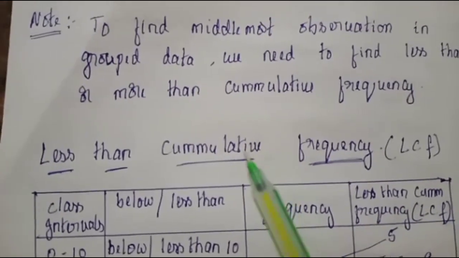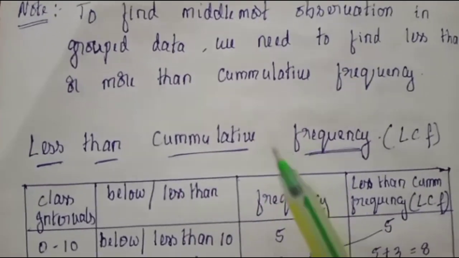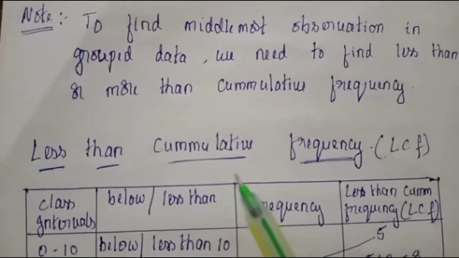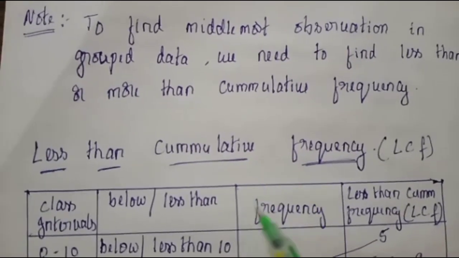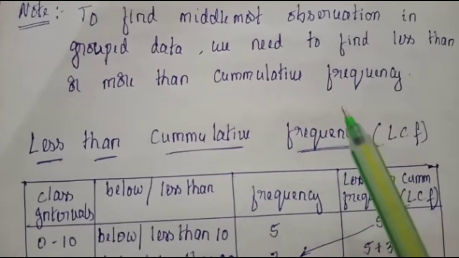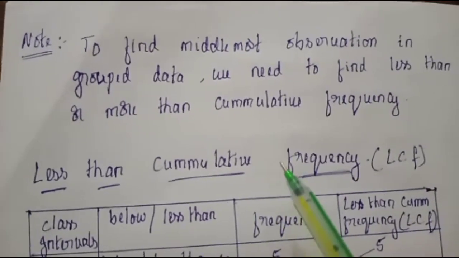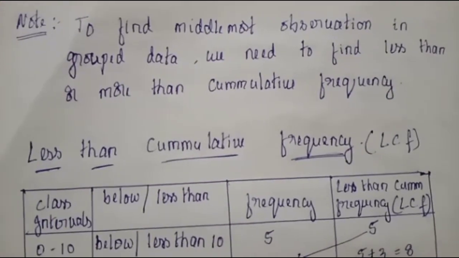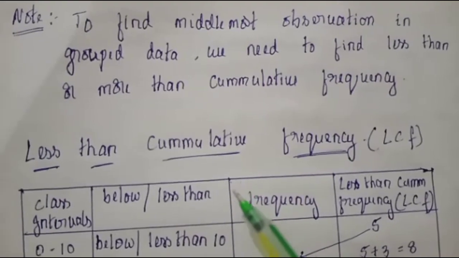Now before we learn the median of grouped data, we need to know some basic concepts. To understand the formula to find the median in grouped data, we need to understand some terms. They are less than cumulative frequency, more than cumulative frequency, and median class. Let me explain the terms one by one before I explain what the formula of median is and how to find it. So let us learn a few concepts.